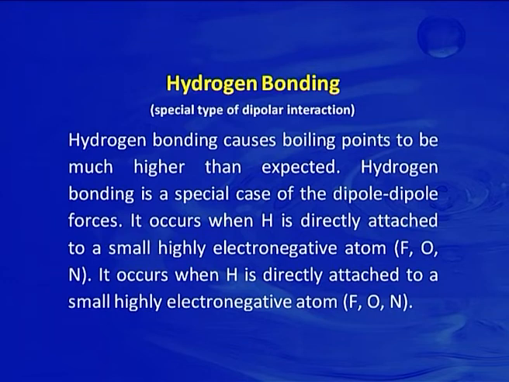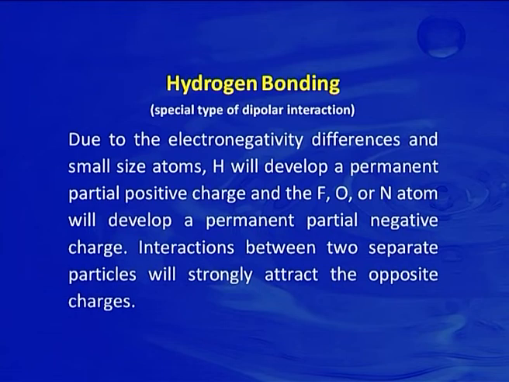Hydrogen bonding is a special case of dipole-dipole forces. It occurs when hydrogen is directly attached to a small, highly electronegative atom such as fluorine, oxygen or nitrogen. Due to the electronegativity difference and small size, hydrogen can develop a permanent partial positive charge, and the fluorine, oxygen or nitrogen atom will develop a permanent partial negative charge.